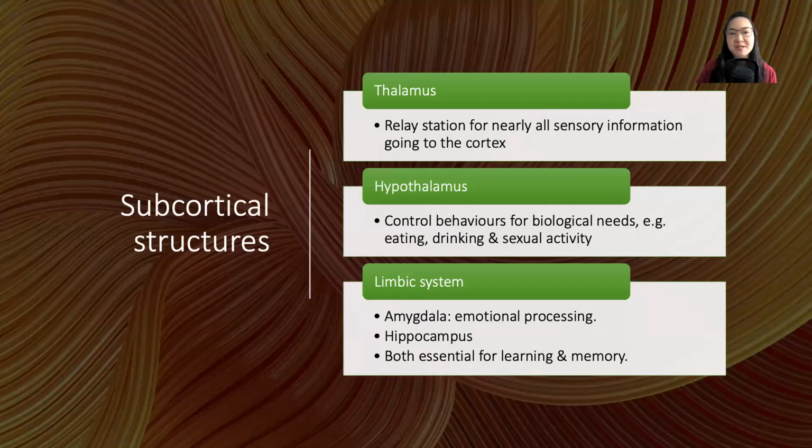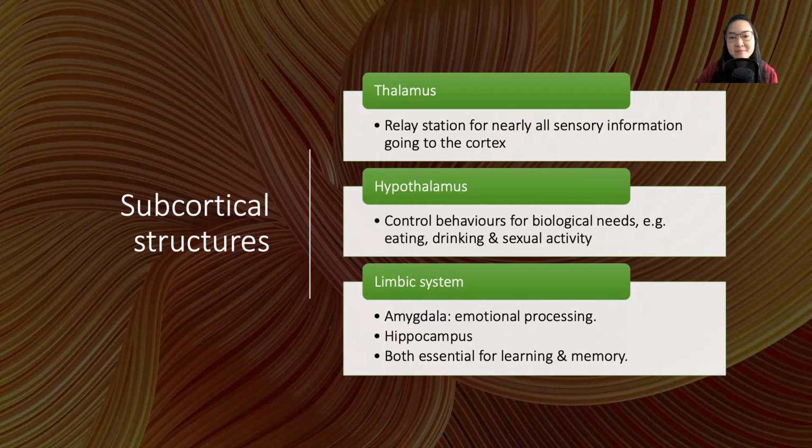Subcortical structures. Subcortical structures have three parts: thalamus, hypothalamus, and limbic system. The thalamus is actually a relay station for nearly all sensory information going to the cortex. The hypothalamus is located below it, that's why it's called hypothalamus. The hypothalamus controls behaviors for biological needs, for example, eating, drinking, and sexual activity.